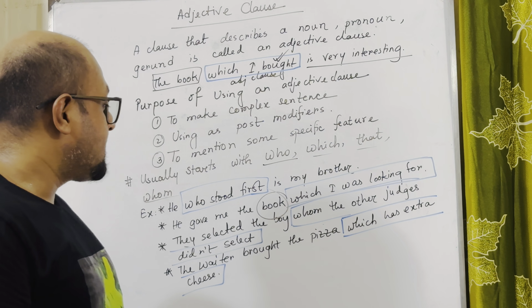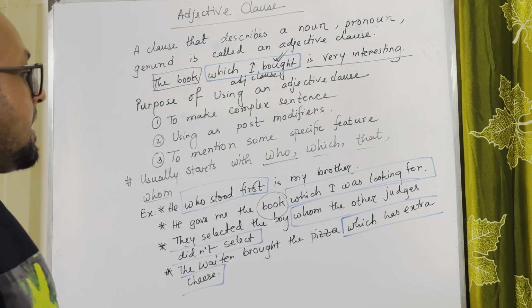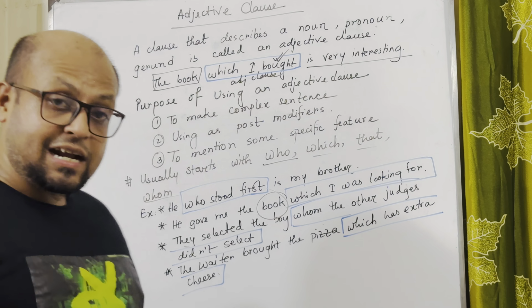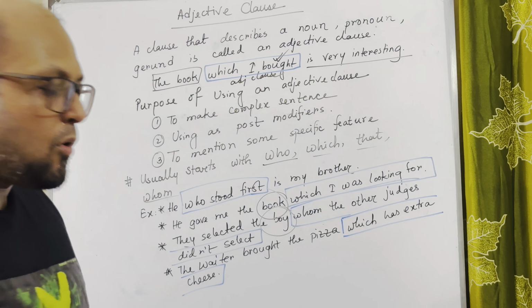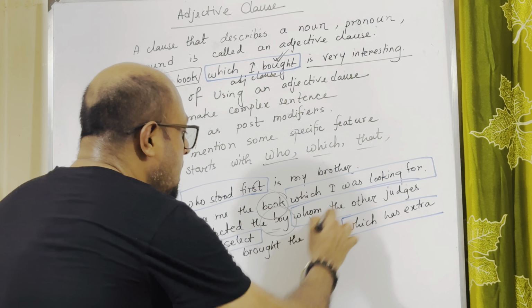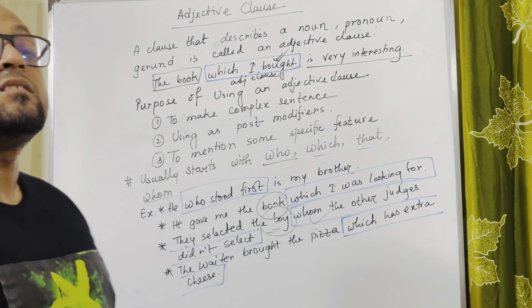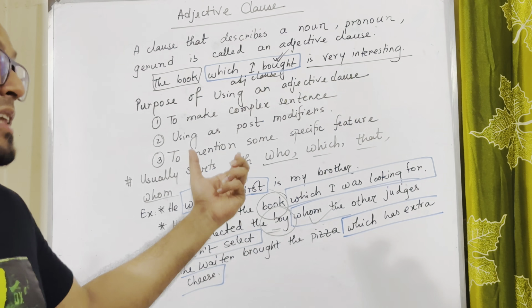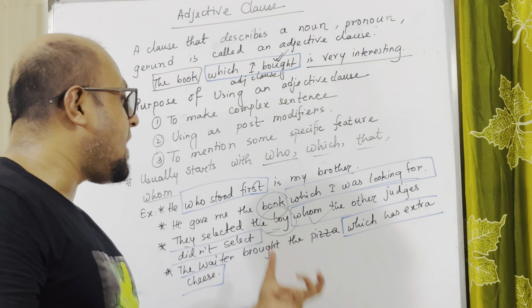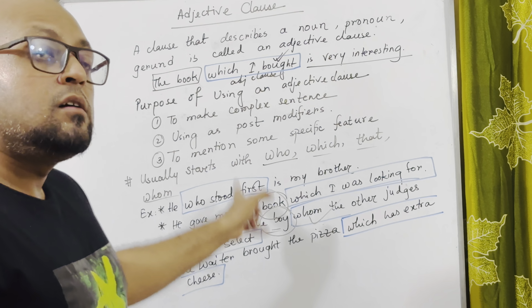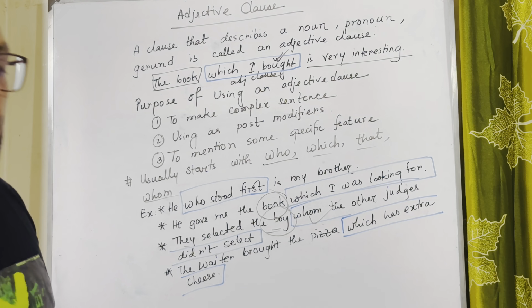Third one, they selected the boy whom the other judges didn't select. So this boy is not every other boy, but the specific boy whom the other judges didn't select. This section, whom the other judges didn't select, is providing a description about the noun boy. So this is an adjective clause.